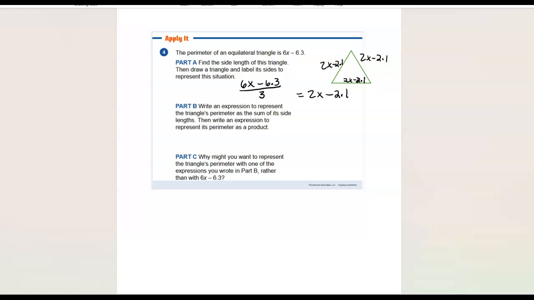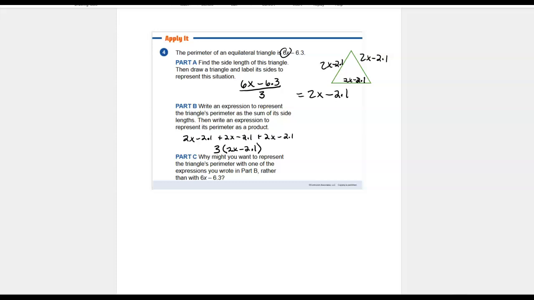And if you don't believe me, let's add them all up. 2x plus 2x plus 2x, that gives us 6x. And negative 2.1 plus negative 2.1 plus negative 2.1, that gives us negative 6.3. So write an expression to represent the triangle's perimeter as the sum of its side lengths. Then write an expression to represent it as a product. Well, the sum of its side lengths would simply be 2x minus 2.1 plus 2x minus 2.1 plus 2x minus 2.1. Done. And then the product would simply say, okay, if all three sides are equal, instead of just repeated adding them, I could take them and multiply by 3. 3 times 2x minus 2.1.